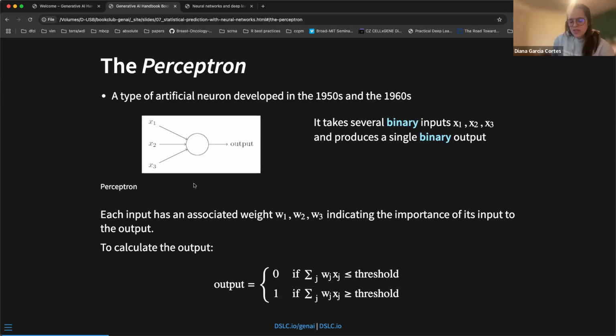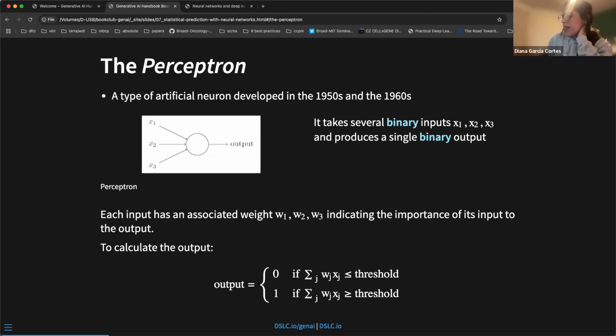But the perceptron already has some of the features that we're going to see in the neurons that we apply for neural nets. Each of its inputs has an associated weight. Right here, we're going to have three weights. The weights indicate the importance of the input that is associated with that weight.